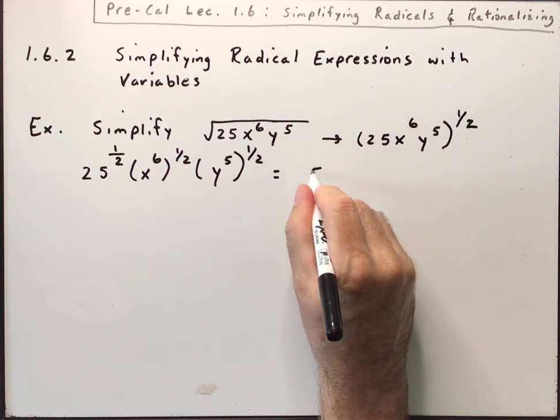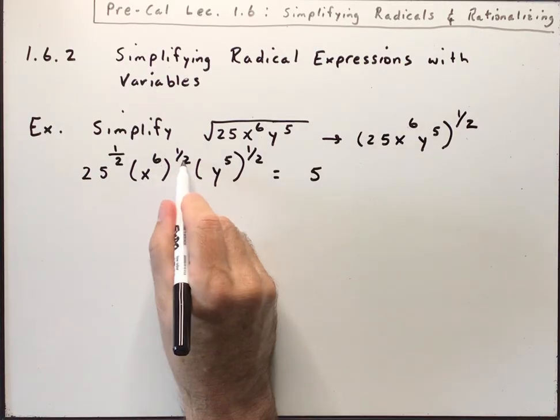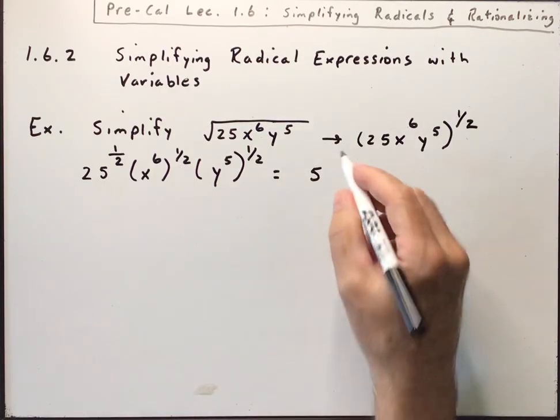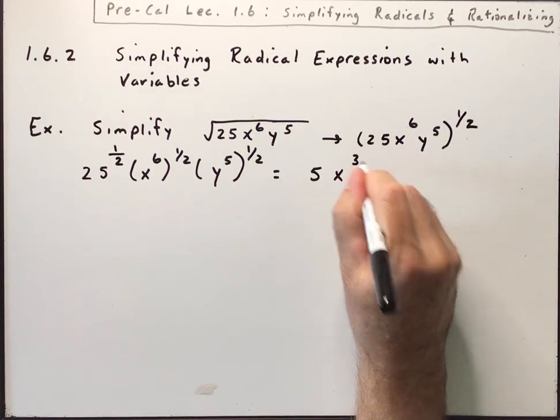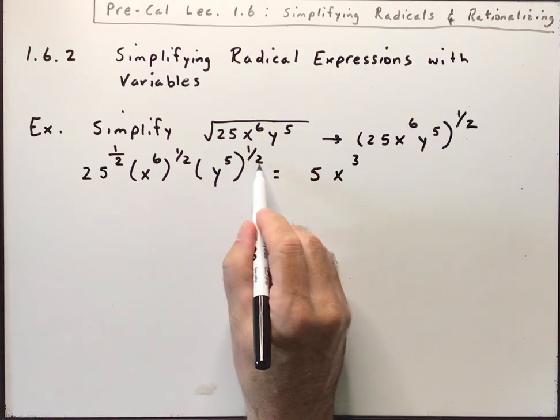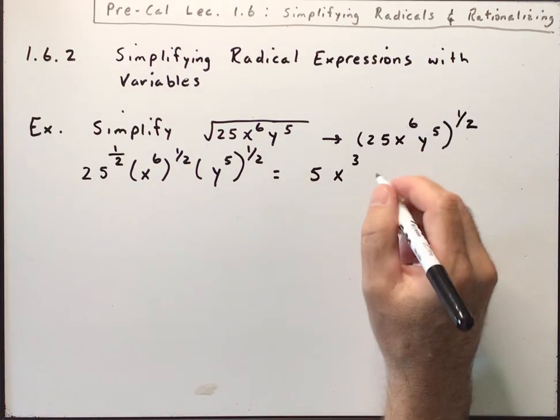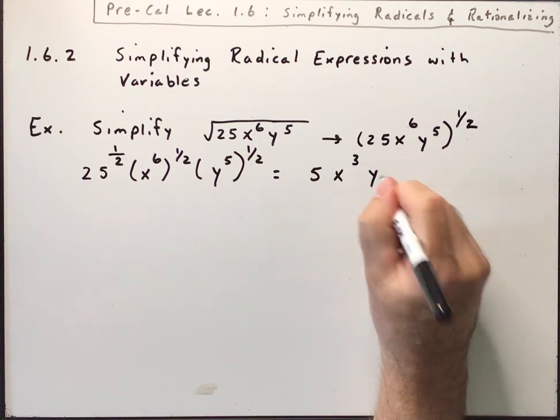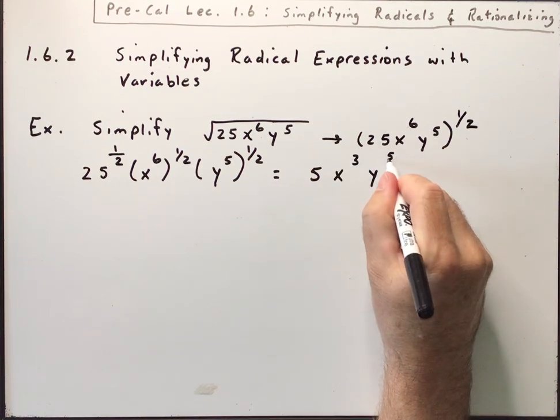You know that's 5. And then x to the 6th raised to the 1/2. 6 times 1/2 is 3, so that's x cubed. And then y to the 5th raised to the 1/2. 5 times 1/2 would be 5 over 2. I like to use the old term and call it 5/2. So y to the 5/2.